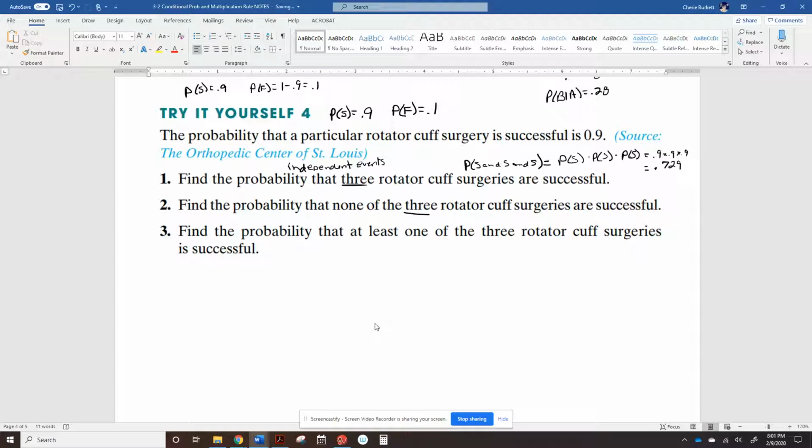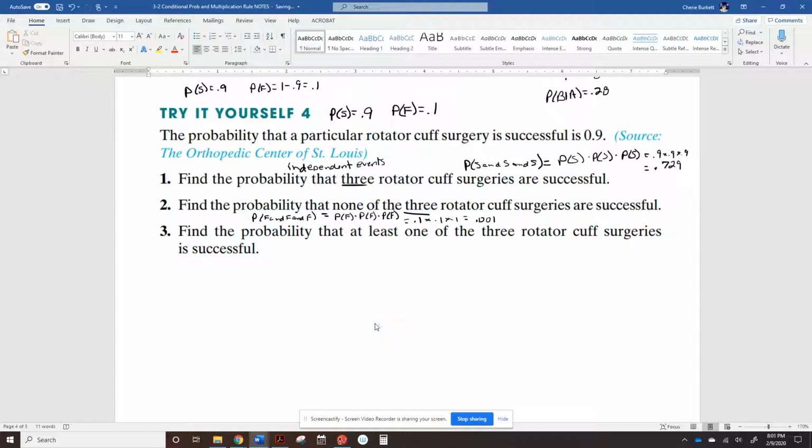Find the probability that none of the rotator surgeries are successful. So again, we're doing 3 of them right here. So we're doing the probability of failure times the probability of failure times the probability of failure. And we're finding the probability of failure and failure and failure. Probability of each one of those is 0.1 times 0.1 times 0.1, and that's equal to 0.001.